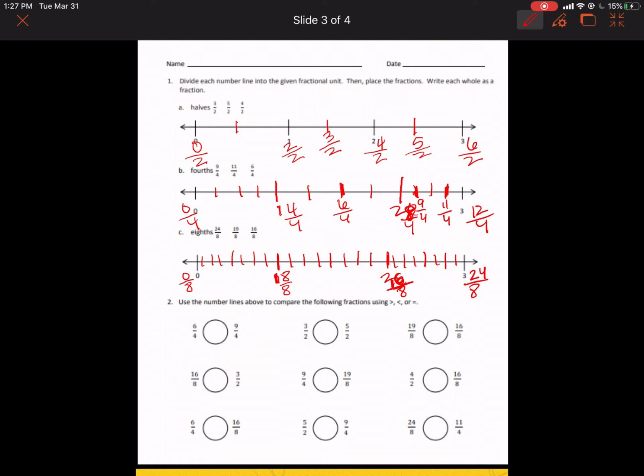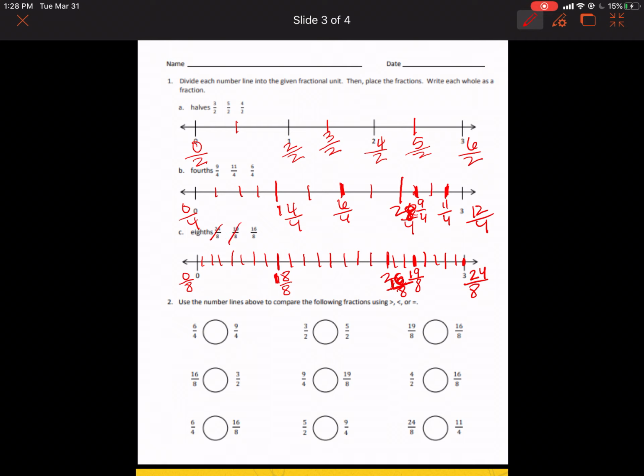Now I need to label the fractions that are given to me. So 24 eighths would be, let's see, 24 eighths is right here, and I already labeled that one, check. 19 eighths, let's see, 16, 17, 18, 19 eighths would be right here.